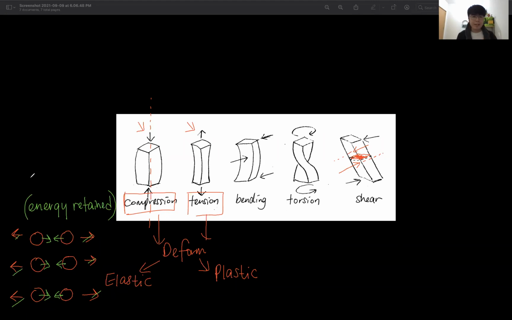Okay, let's look at plastic. Plastic deformation is when you stretch beyond the elastic limit and the object does not return back.